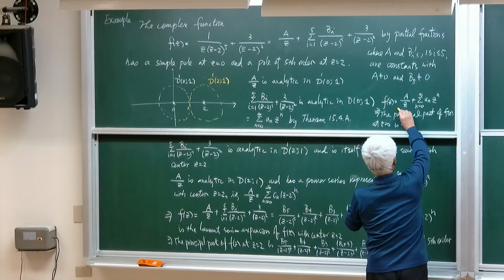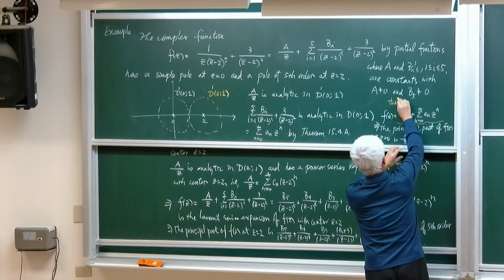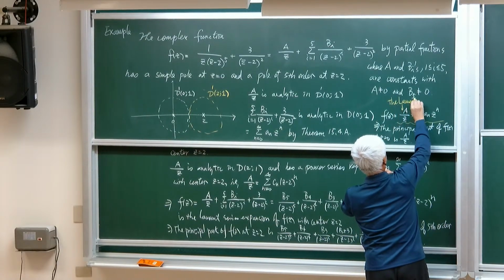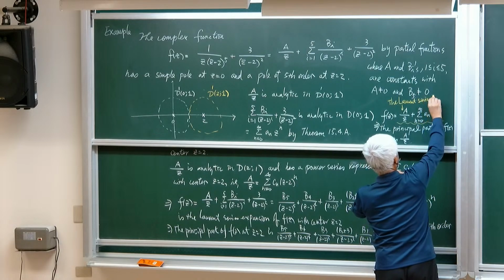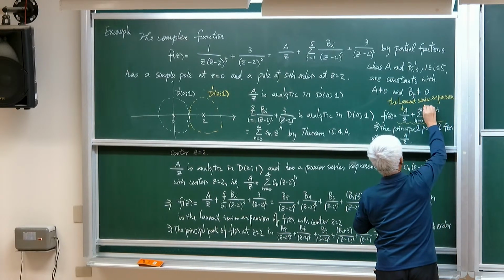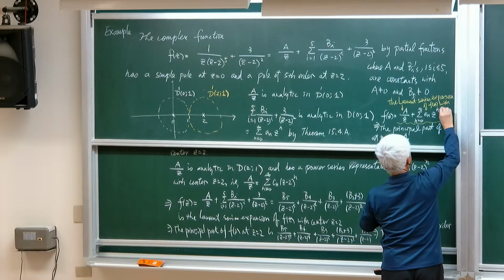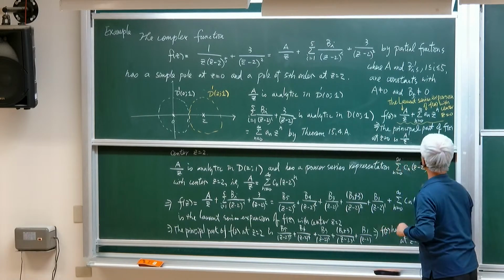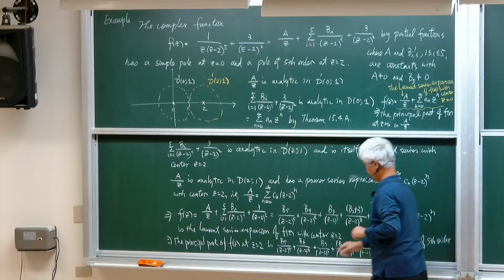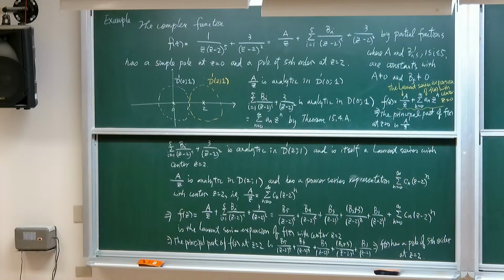So this is the Laurent series expansion of f of z with center z equal to 0. Any questions?